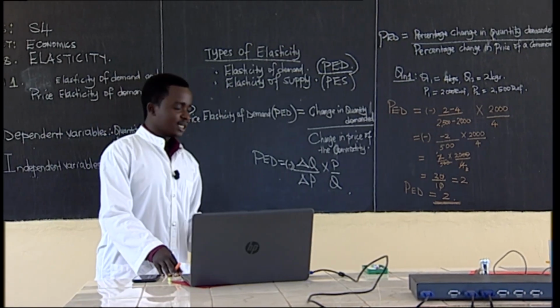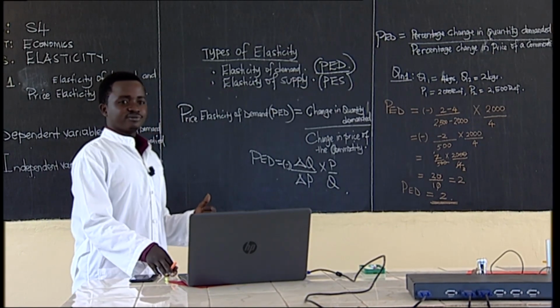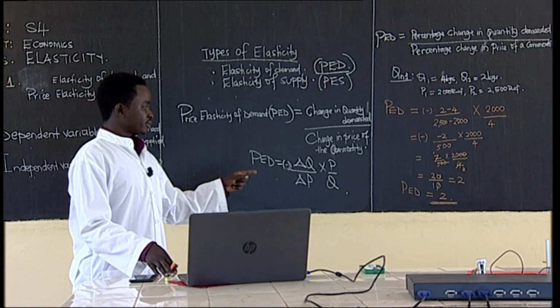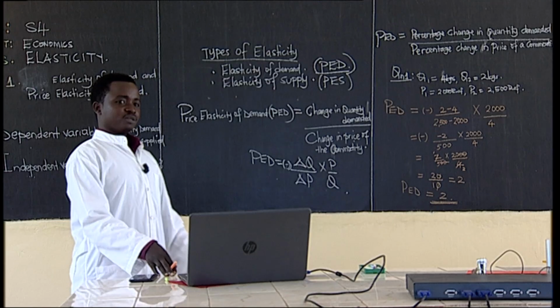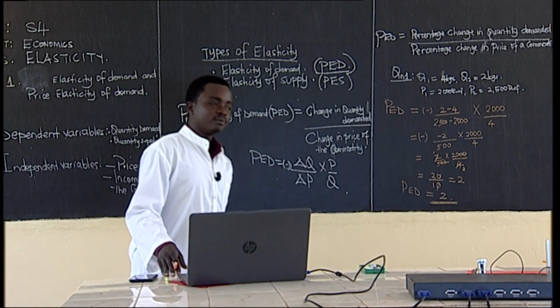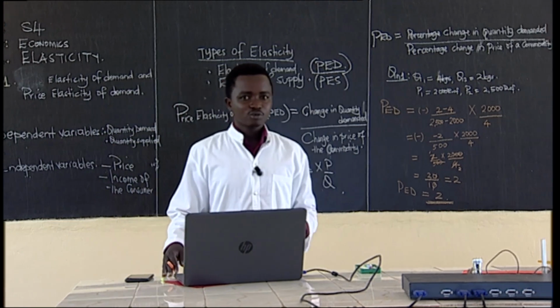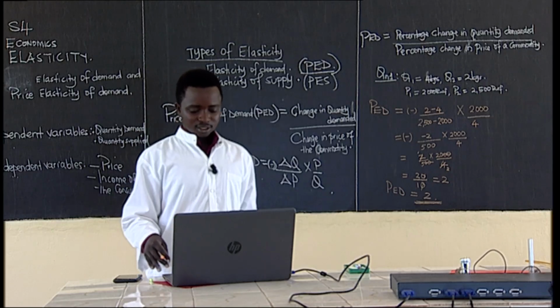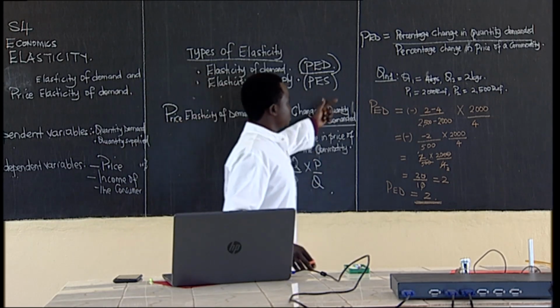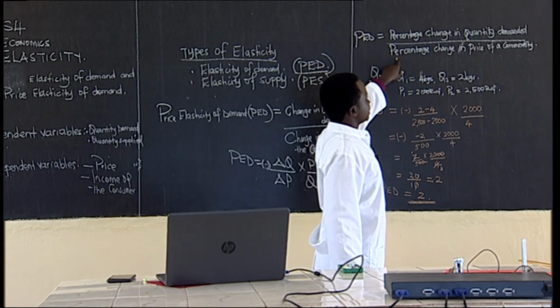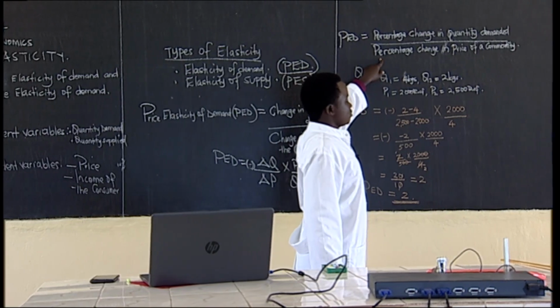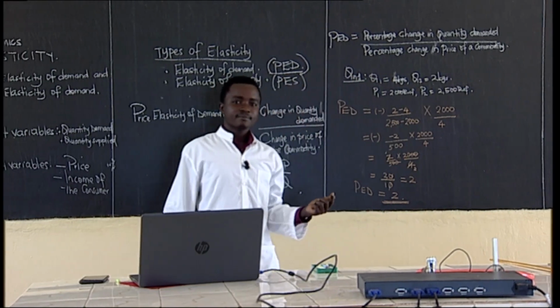So meaning that here, the price elasticity of beef is 2. The price increased, quantity demanded reduced. You can even use this percentage change in quantity demanded over percentage change in the price of a commodity. They will give you one answer.